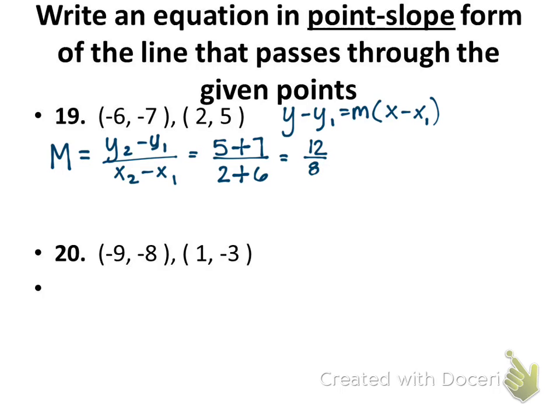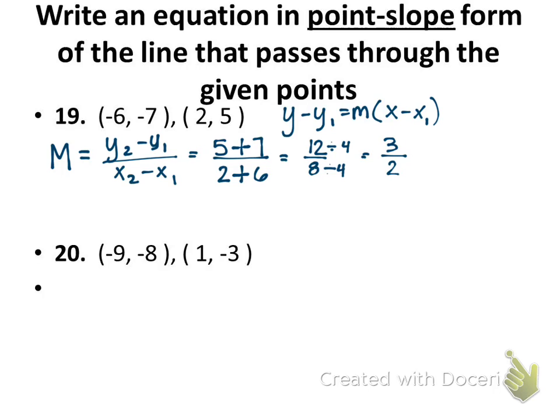Time out. If you leave your slope as 12 over 8, I will take points off. Because you are in the 9th grade, you should know that 12 over 8 has to be reduced. What am I going to reduce it by? 4. So 12 divided by 4 is 3. 8 divided by 4 is 2. So that is my reduced slope. If you do not reduce it, you will not get full credit. All right?